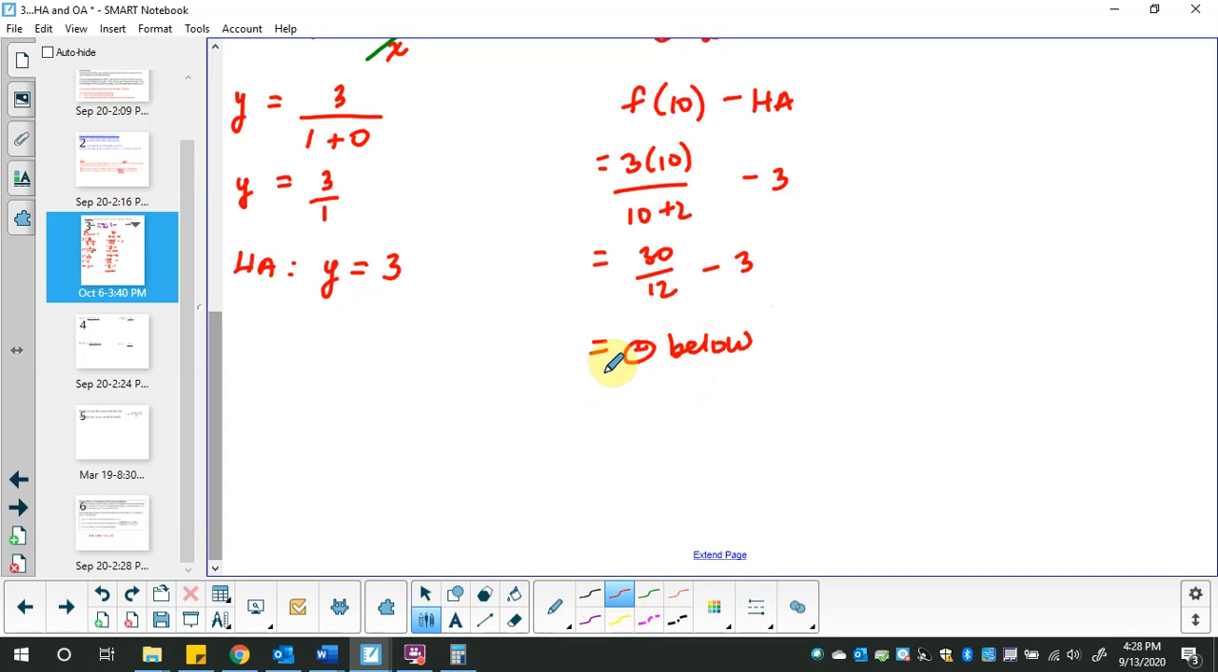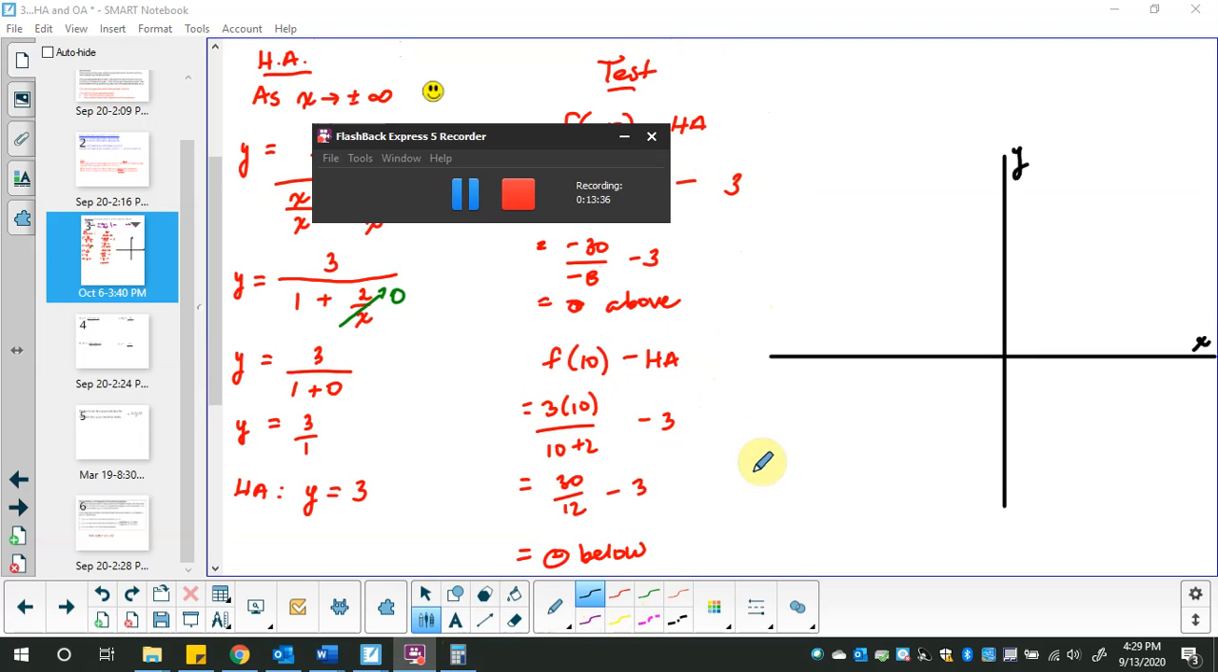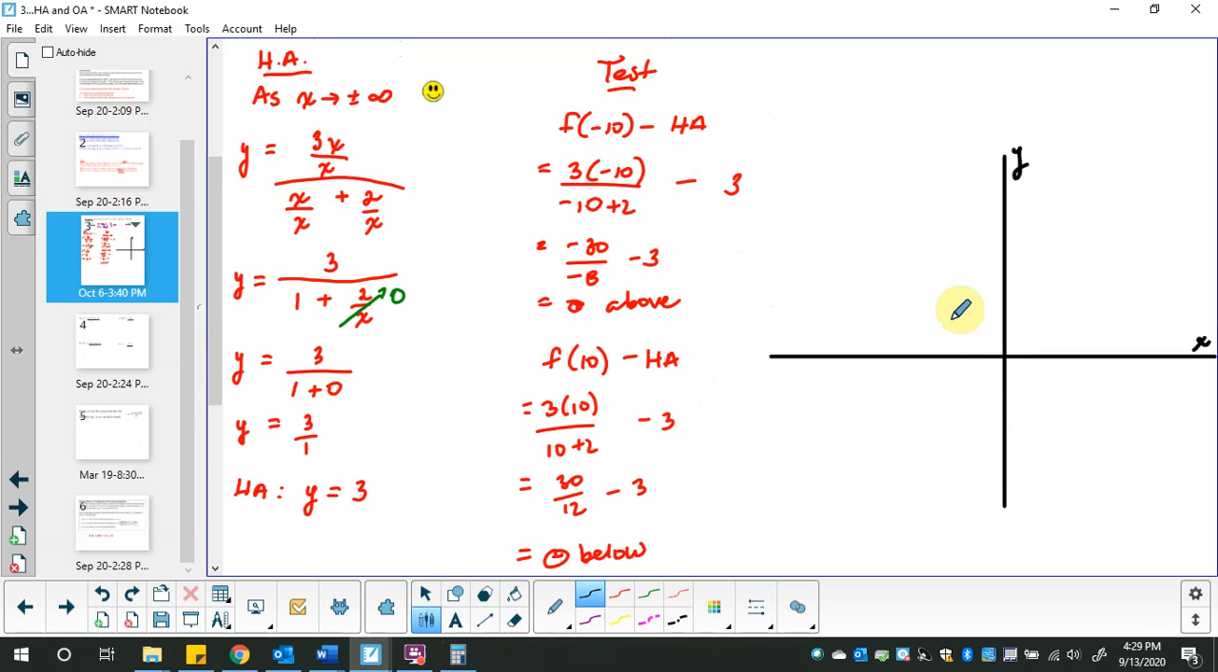So I'm going to take a little break here, and the break is so that I can set up my axes. Okay, axes. Drawn with a ruler, labeled. I need a horizontal asymptote through y equals 3. So here's y equals 3. I can draw an asymptote through there. And just like vertical asymptotes, I need to put a label on that.